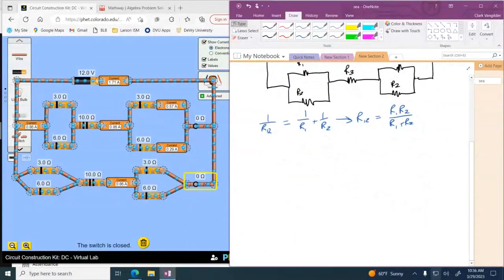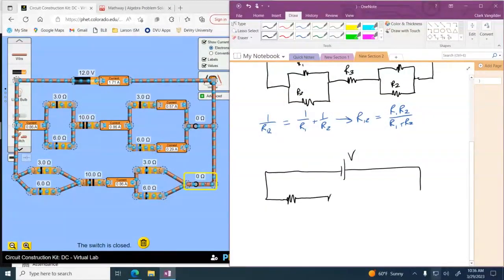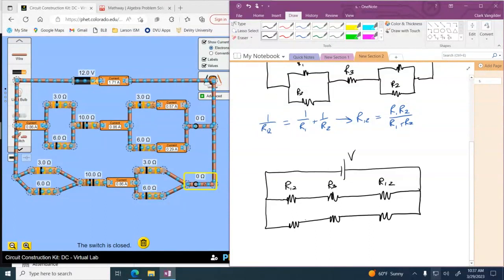And scroll this up here. So now I'm going to reduce this circuit. I'm going to redraw it. And so now I'll have the battery didn't change. Okay. Still V, but now I'll have an equivalent resistance. I'll have R12, R3, and R12, and then likewise, parallel to that.